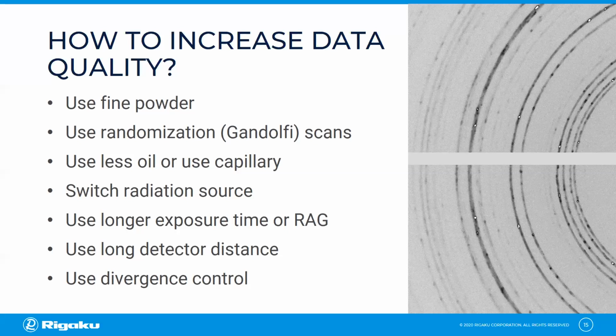If you observe very high background, you should reduce the amount of oil or sample holder in the beam. Or you can switch to a Kapton tube or quartz glass capillary. If your sample is strongly absorbing on a copper source or weakly diffracting on your molybdenum source, it might be worthwhile to change the radiation type. In order to prevent overlap of these powder rings, you can move the detector to a long distance beyond the 10 centimeters, or you can employ the divergence control of your system.